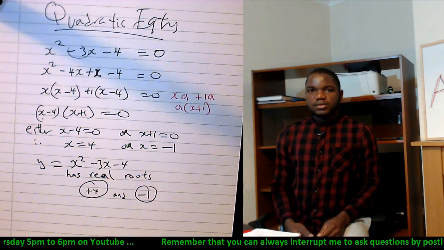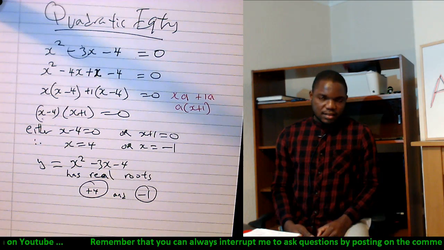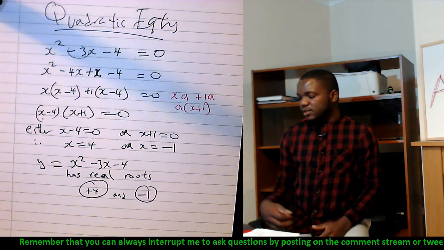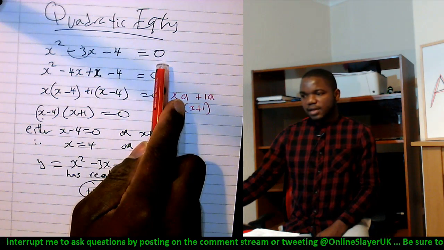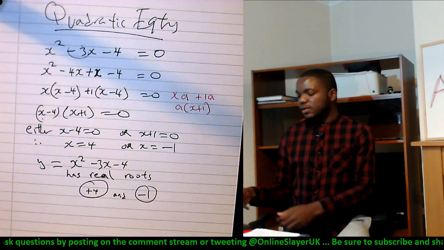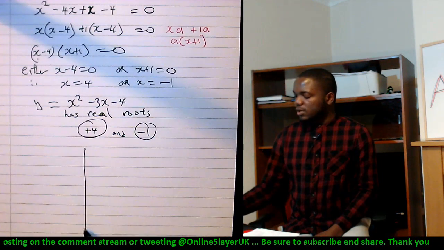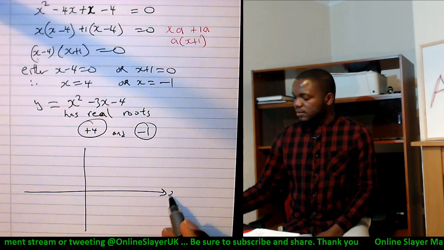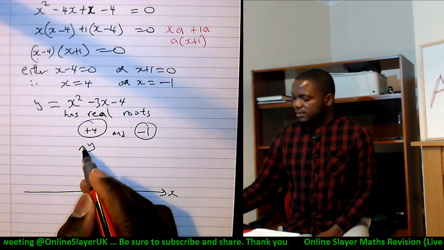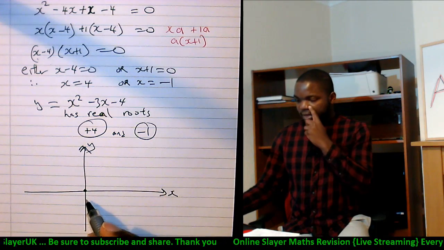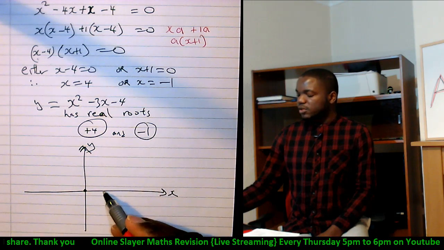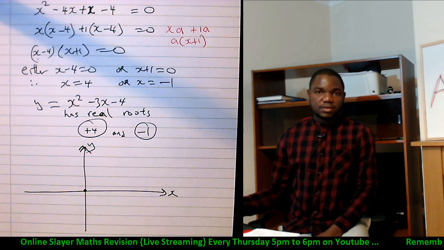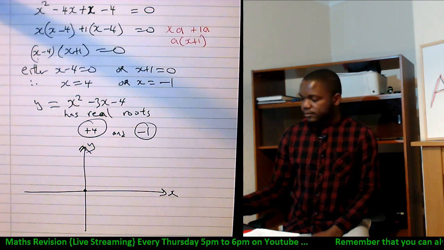And what does a root mean? Well, as you can see, the root is the point where y equals 0. And the line y equals 0 is actually what we call our x-axis. Our x-axis is where y equals 0. And wherever your curve touches that line is called the root of the quadratic equation.